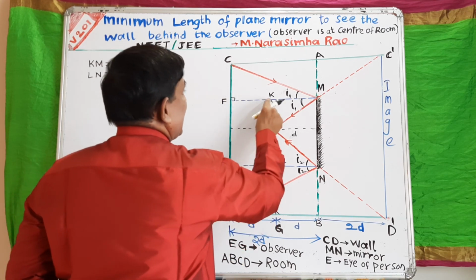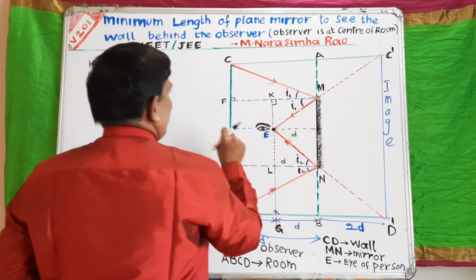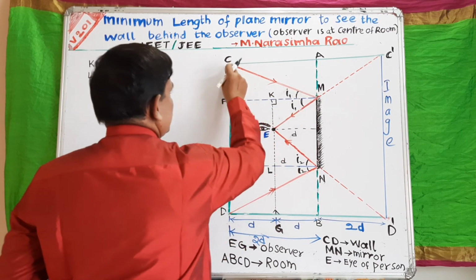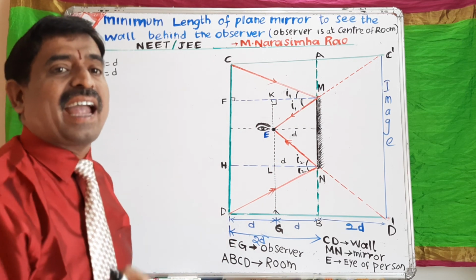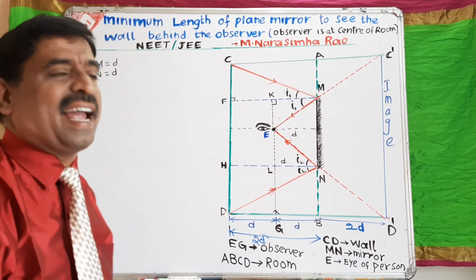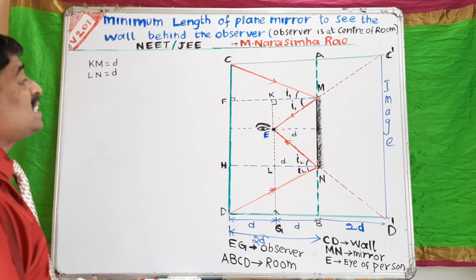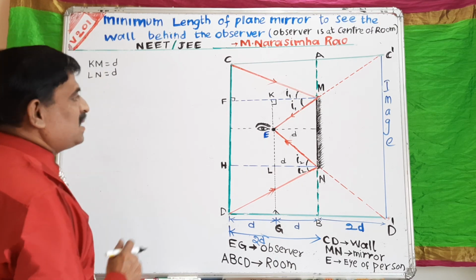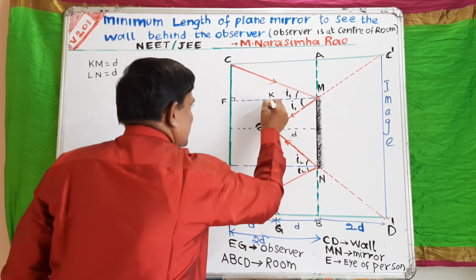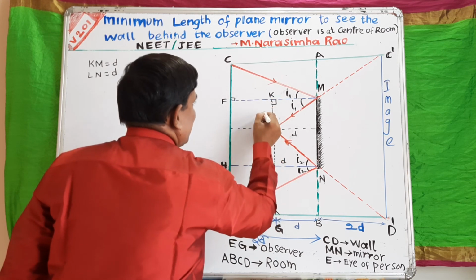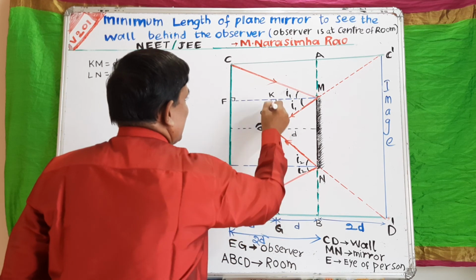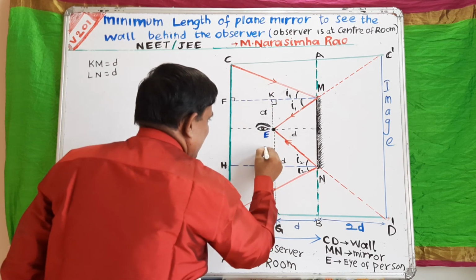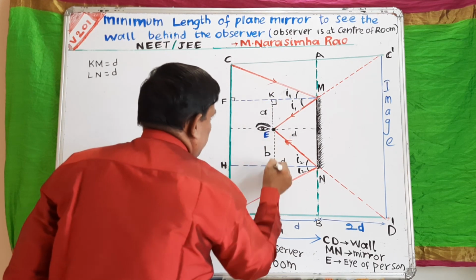Now EKM is a right angled triangle. FMC is a right angled triangle. Both are similar triangles. Now please listen. This distance, EK distance, you take it as A. EL distance you take it as B.